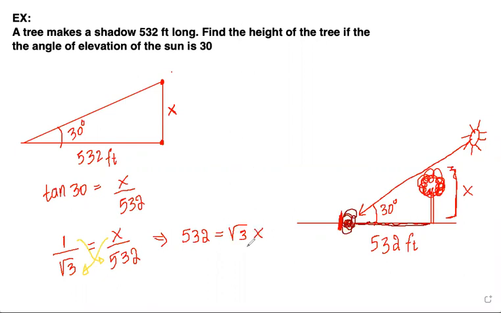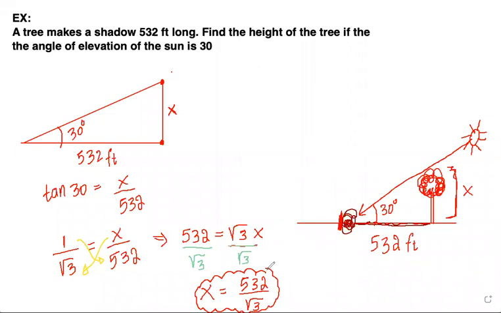I have to divide both sides by square root of 3, and here square root of 3. Let me choose a different color to show. So here I divided by square root of 3, here divided by square root of 3. So now I get x equal to the length of the tree, 532 over square root of 3. This is the length of the tree. Okay, any question?